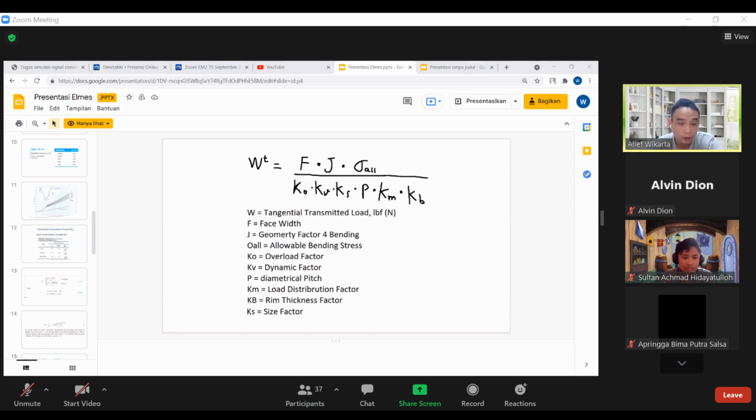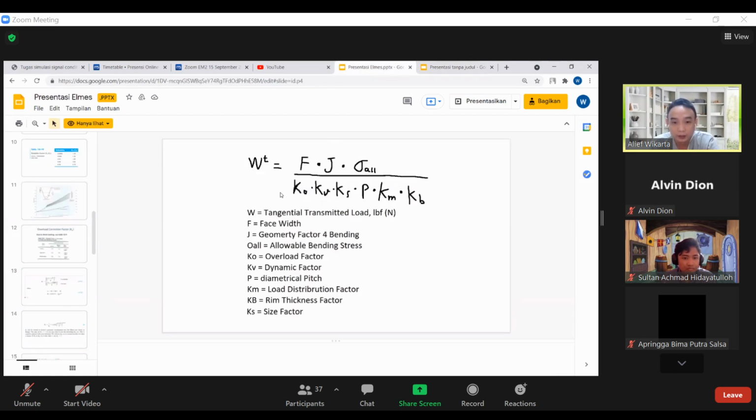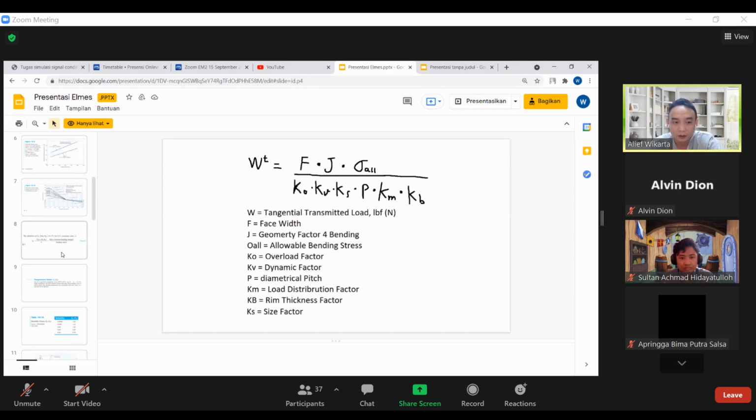Okay. And how about the pinion and gear? Is the pinion always more critical than the gear, or does it depend on the problem? Because in your results, the most critical one is the pinion, wear. Okay, we already agree with that. How about the pinion? Is it always the pinion, or sometimes can it happen to the gear? What is your opinion, Mas William?